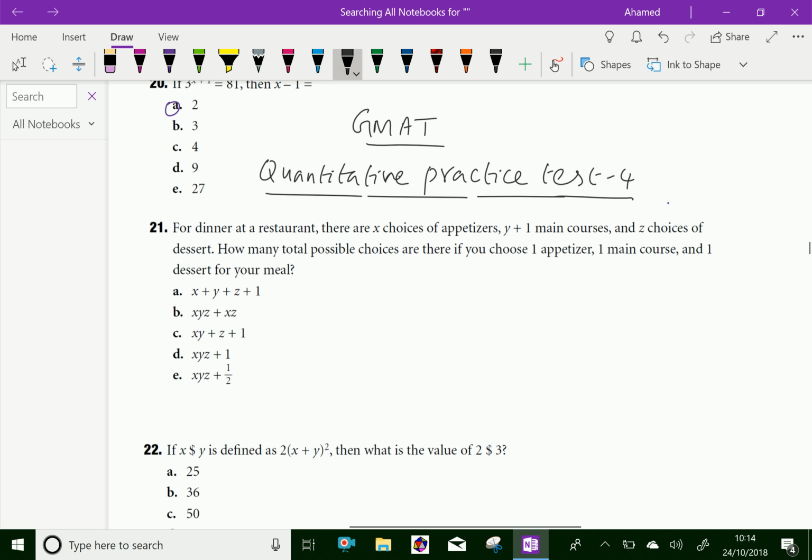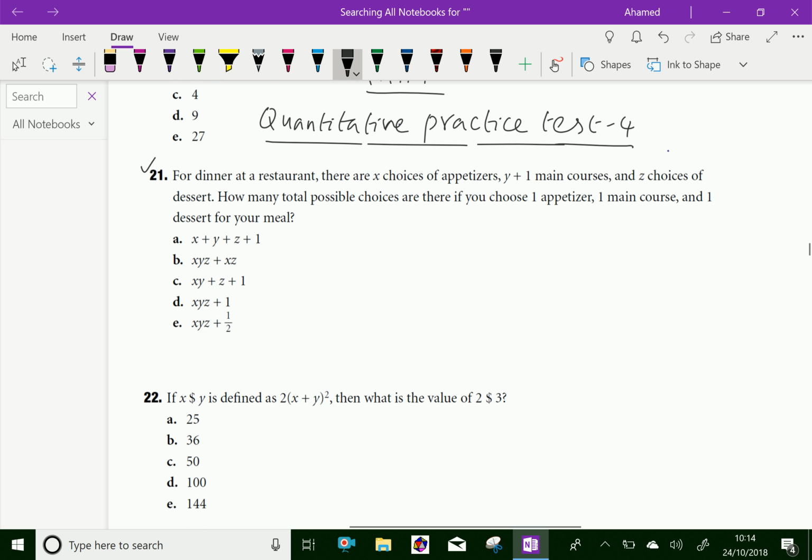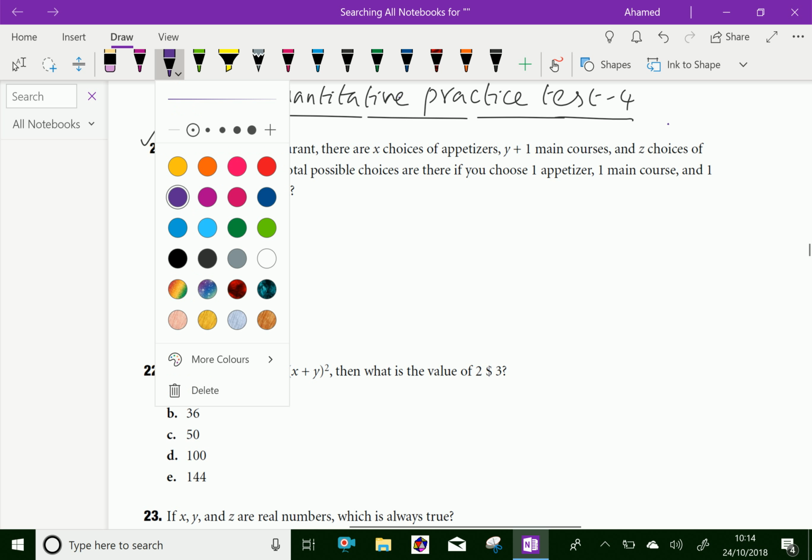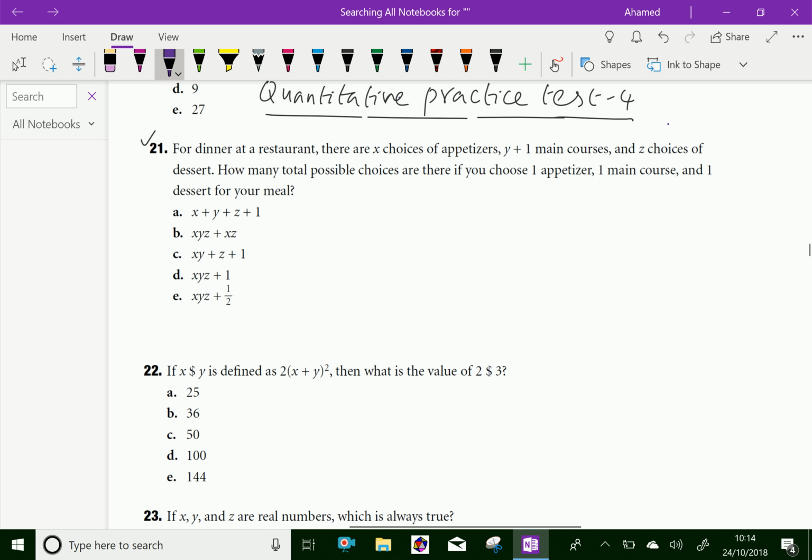Look at this example. For dinner at a restaurant, there are X choices of appetizers, Y plus one main courses, and Z choices of desserts. How many total possible choices are there if you choose one appetizer, one main course, and one dessert for your meal?